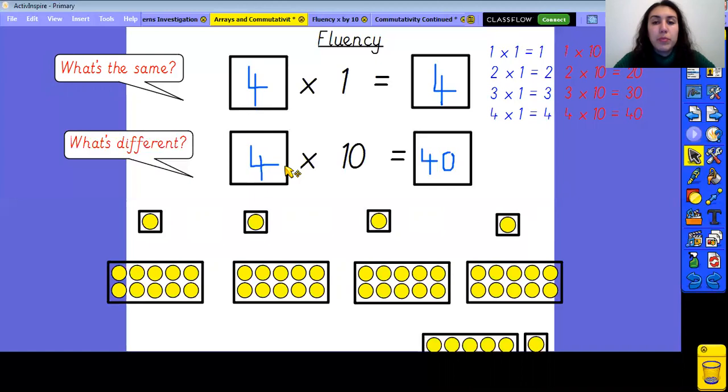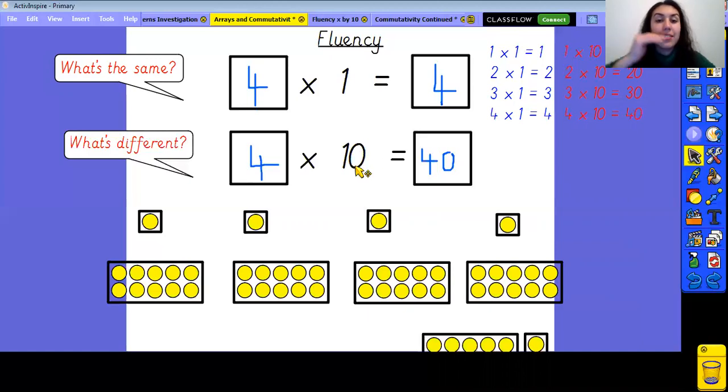So I've got 4 groups, and I might have noticed that in my answer, I also have the digit 4. The 4 isn't worth the same in each one, remember, because here it's 4 1s and here it's 4 10s, but I've still got a 4 somewhere in my answer. And in terms of what's different, well, we know that here I'm multiplying by 1 and here I'm multiplying by 10. And I can see that a 10, remember, is much bigger than a 1, isn't it?